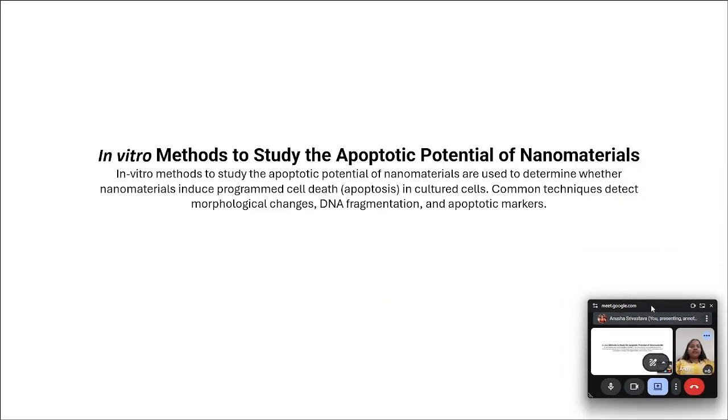Now the next section is: what are the different in vitro methods to study the apoptotic potential of nanomaterials? I have already discussed apoptosis, I have discussed necrosis, and I have also discussed why nanomaterials are intended for apoptosis-mediated death and not immediate necrosis. These methods are used to determine whether a nanomaterial induces programmed cell death, apoptosis. We want programmed cell death and not immediate necrosis because that could lead to inflammation and a cascade of immune responses, which isn't good.